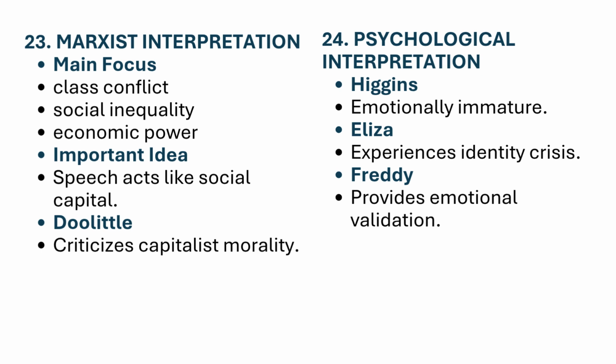Normally, capital refers to wealth, money, or economic resources. In Pygmalion, language becomes a form of social wealth. People with refined speech gain access to opportunities, respect, and social influence. People with working-class accents are often excluded from these advantages.